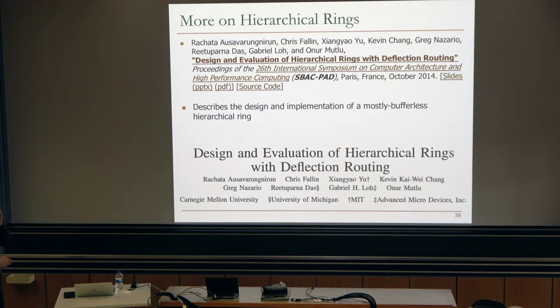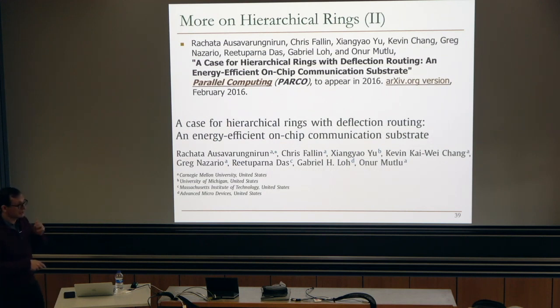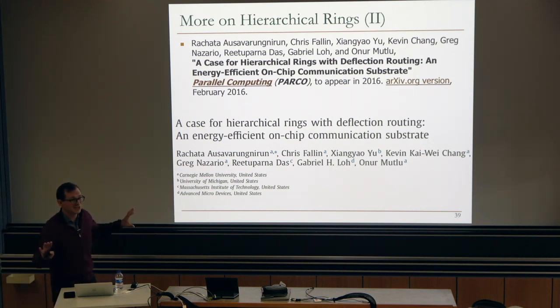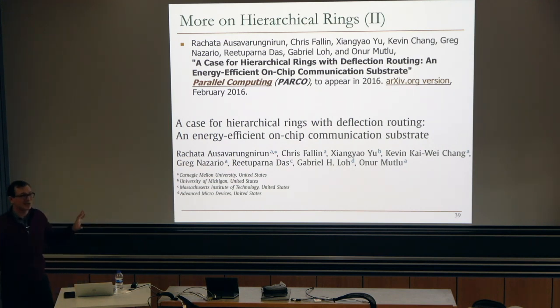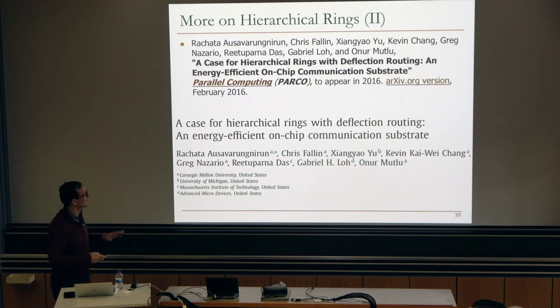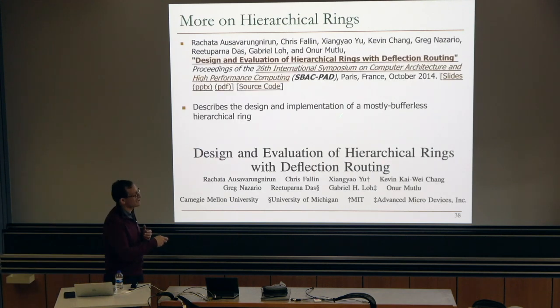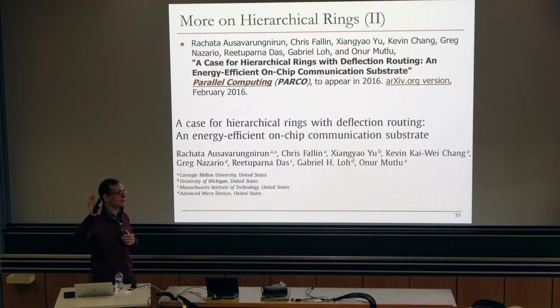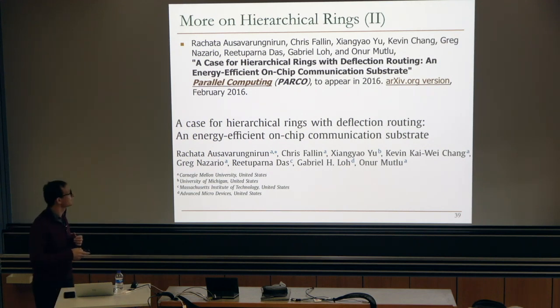This describes the design and implementation of a mostly bufferless hierarchical ring. And this is actually an extended version of that paper, which shows that you can be very energy efficient in the design space of different topologies. This is really not an easy study to do, because what do you compare to? Here you actually minimize the buffers as much as possible. If you add a lot of buffers, yes, you'll get a lot more performance potentially, but at the expense of very high energy in the end.